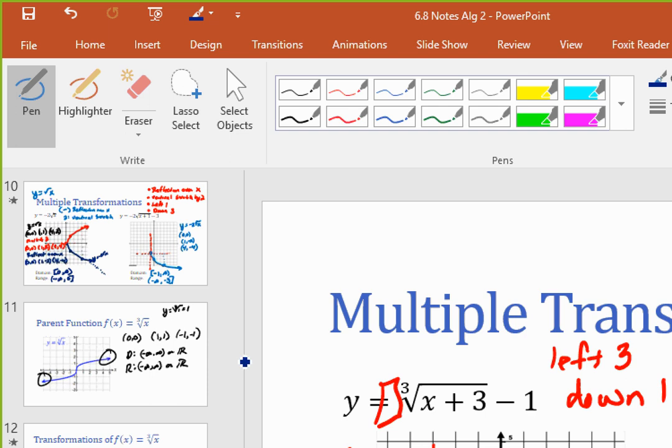Domain on this one is all real numbers. Range is also all real numbers, because the arrows are going all the way to the left, all the way to the right, but also all the way up and all the way down.